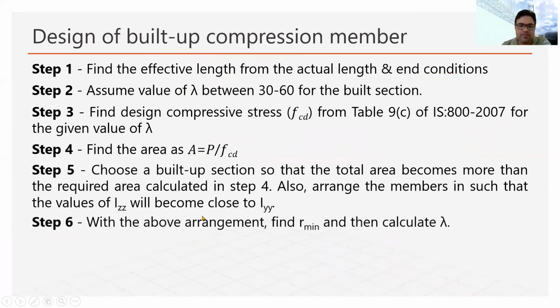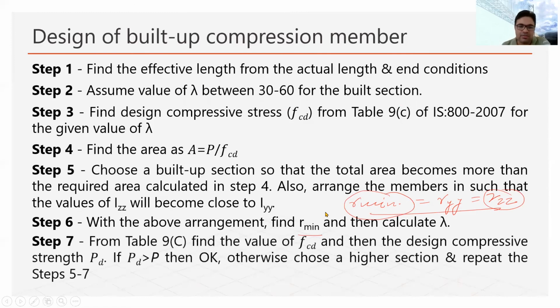In the next step, we will find the R minimum. Obviously R minimum will be equal to RYY equals RZZ. This is the relation we are going to use to get the minimum radius of gyration, which will be equal to the maximum value of the individual member. Then in step 7, once we find the radius of gyration, we will find the actual lambda value, then find the FCD value from table 9C, and then find the design compressive strength, which is PD.